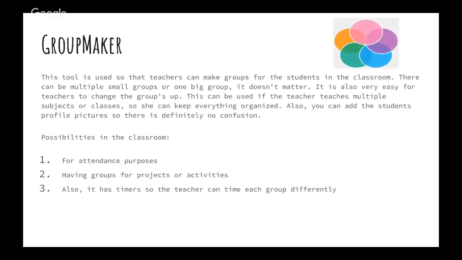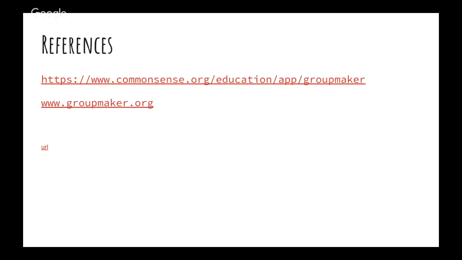GroupMaker is a tool that teachers can use to make groups for students in the classroom. There can be multiple small groups or one big group, it doesn't matter. It is also very easy for teachers to change the groups up. This can be used for multiple subjects or classes, so teachers can keep everything organized. Also, you can add the students' profile pictures, so there's definitely no confusion for the students. In the classroom, teachers can use this for attendance purposes, and they can have groups for projects or activities. Also, it has timers so the teacher can time each group differently. This can be found at groupmaker.org.